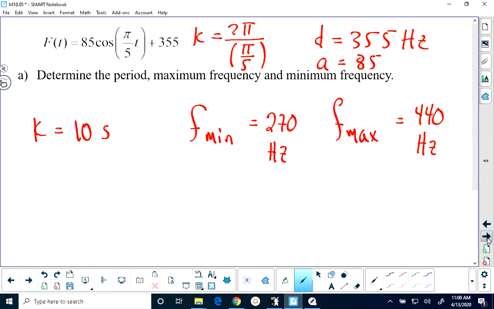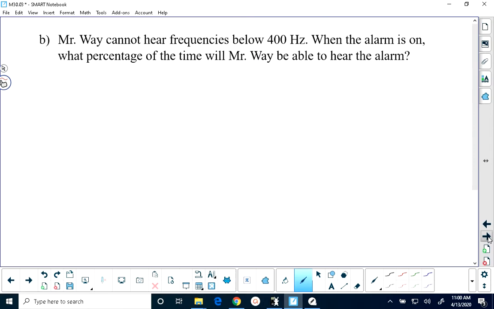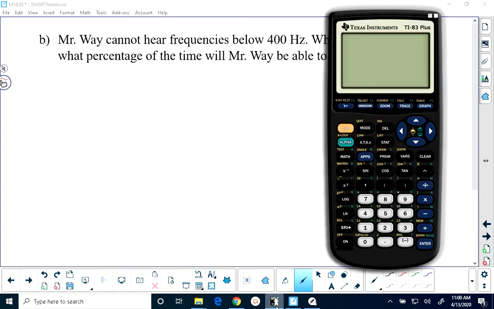Now let's take a look at the next question. The next question says, Mr. Wei cannot hear frequencies below 400 hertz. So when the alarm is going, what percentage of the time will I actually be able to hear the alarm? Well, what you're going to have to do here is graph the function on your calculator.